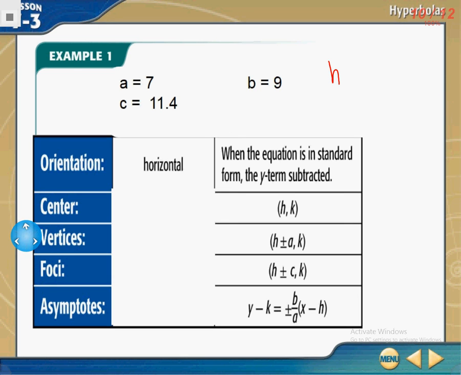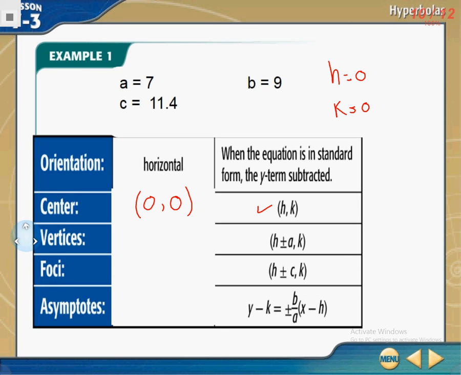Let's add H equals 0, K equals 0. Now I brought the formulas here, but in the exam you have to memorize them, of course. So let's start with the center. The rule of the center is H and K. Just from the list here, we have H equals 0, K equals 0.